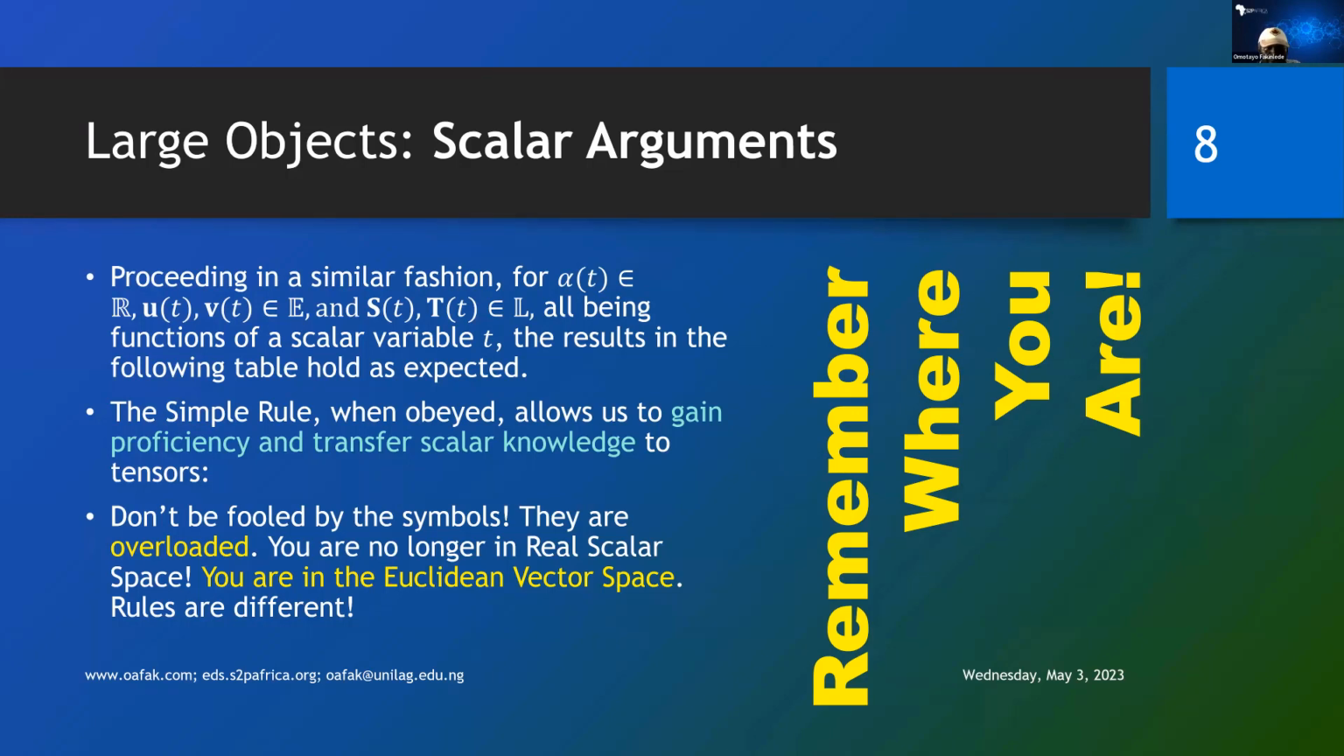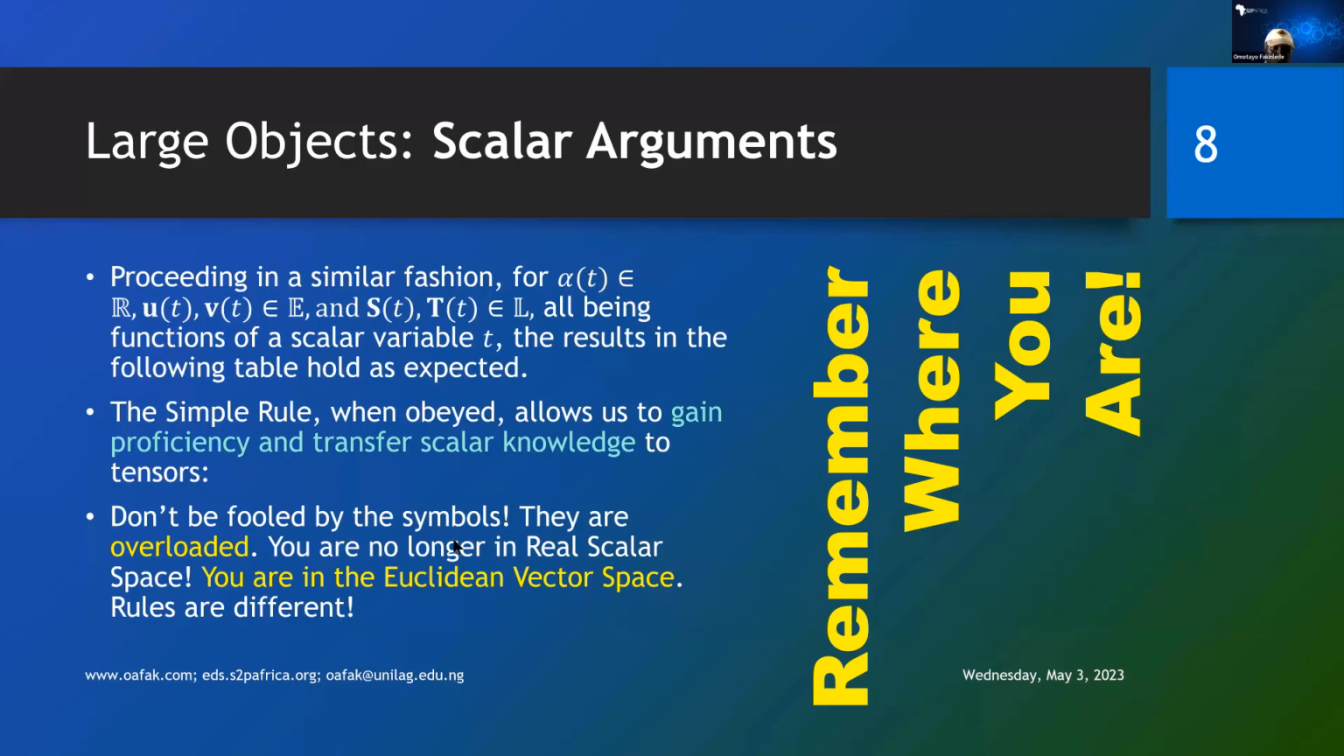The simple rule, when obeyed, allows us to gain proficiency and transfer knowledge to tensors. But don't be fooled by the symbols. They are overloaded. When you say u plus v, let us say I have a vector u and a vector v, the plus there looks like the plus when I say 1 plus 2. But you know that adding vectors is not the same thing as adding scalar numbers. In vector addition, you are adding three different components. If it's a tensor addition, you are adding nine different components. So that plus sign is overloaded. It has more meanings than meets the eye.